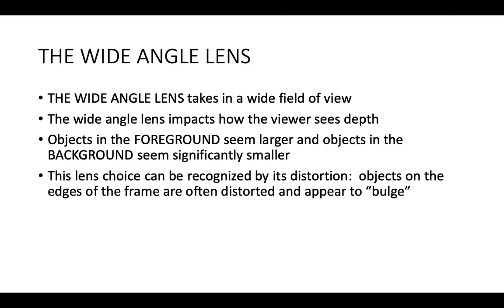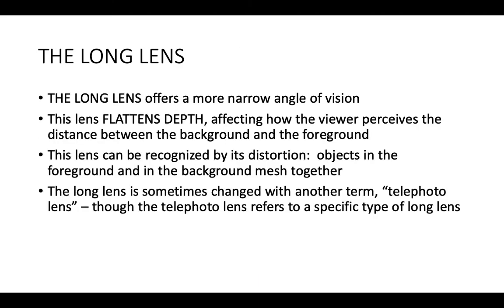Let me define what the long lens is. The long lens offers a more narrow angle of vision. Okay, this lens will flatten depth. So that means that objects in the background appear closer than they are, right? It's like the rear view mirror of the car, right? There must be some relation between that mirror and this lens. So that kind of distortion is opposite from the wide angle lens, okay?